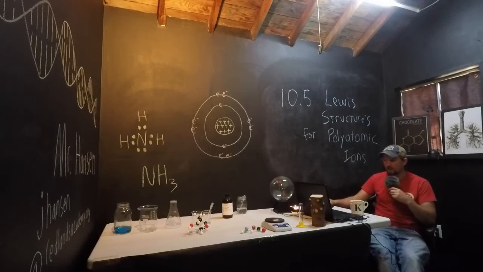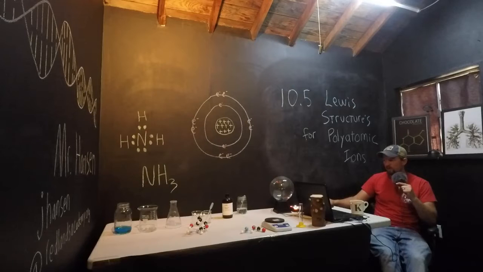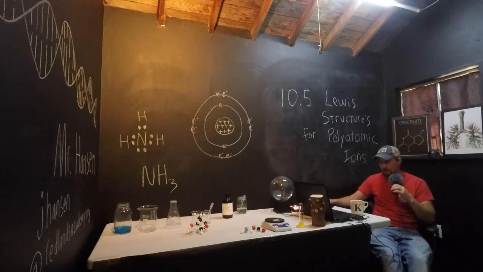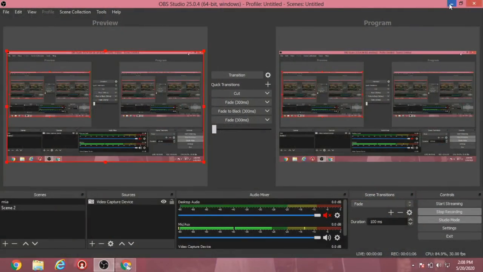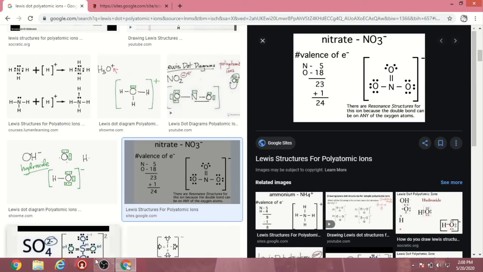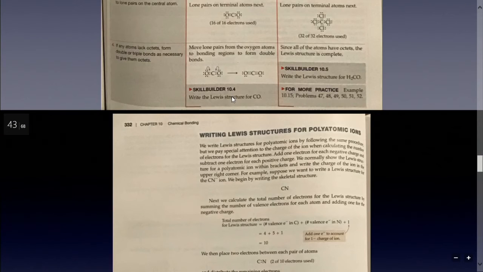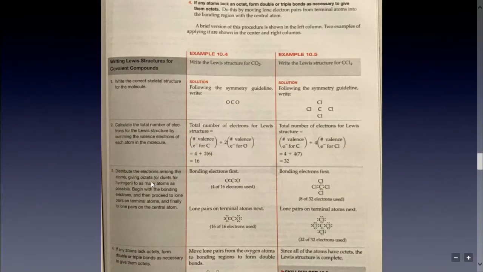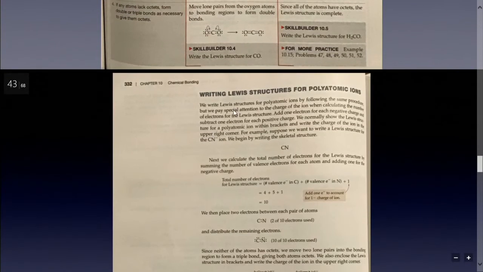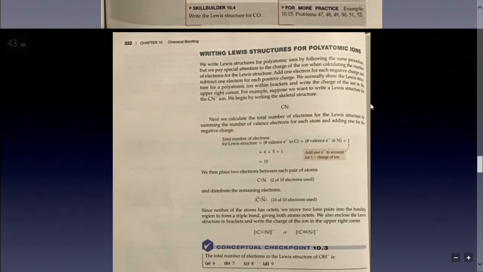And so I'll do a thorough review of how to write Lewis structures for covalent compounds to begin with, as the whole process, so the steps will be the same. And so this could even be a learning video for you if you haven't looked at 10.5 yet, but follow with me here in your book to 10.5. After all these steps that you'll see here, after these examples that we did last time, you'll see writing Lewis structures for polyatomic ions.